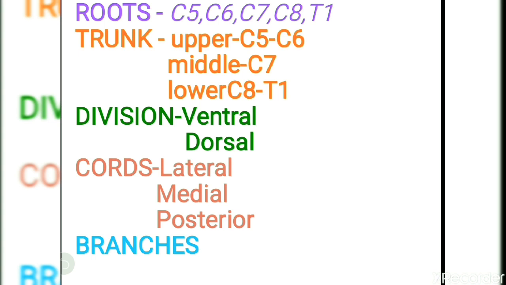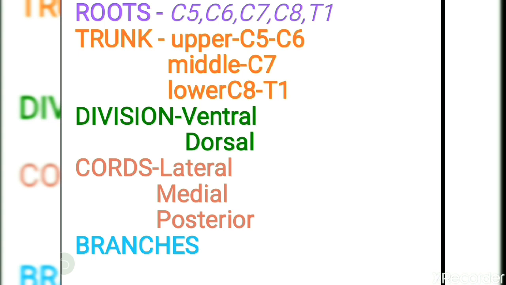Then the lower trunk, the ventral division of the lower trunk, will give rise to the medial cord, and all the dorsal divisions of the upper, middle and lower trunk will give rise to the posterior cord. So the posterior cord is made up of all the dorsal divisions of the upper, middle and lower trunk. And then again, these cords will give rise to branches of nerves.